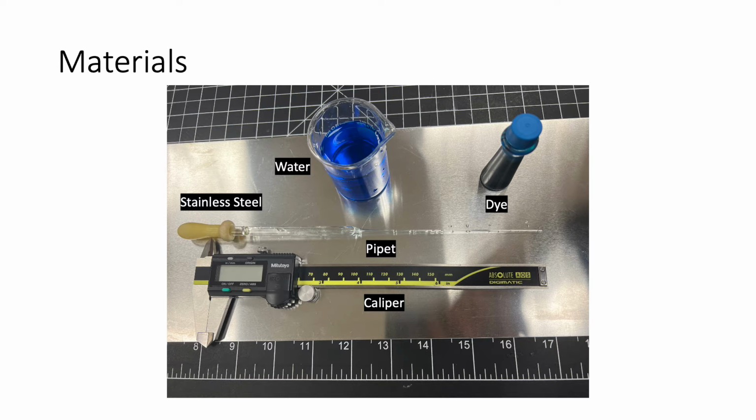To perform this experiment, I needed a few materials. I used stainless steel as my surface to place the droplets onto. I used water as my liquid, which was dyed with some blue food coloring. I used a pipette to grow the droplets and place them onto the surface, and then a pair of calipers to be able to measure the droplets and collect data for the experiment.